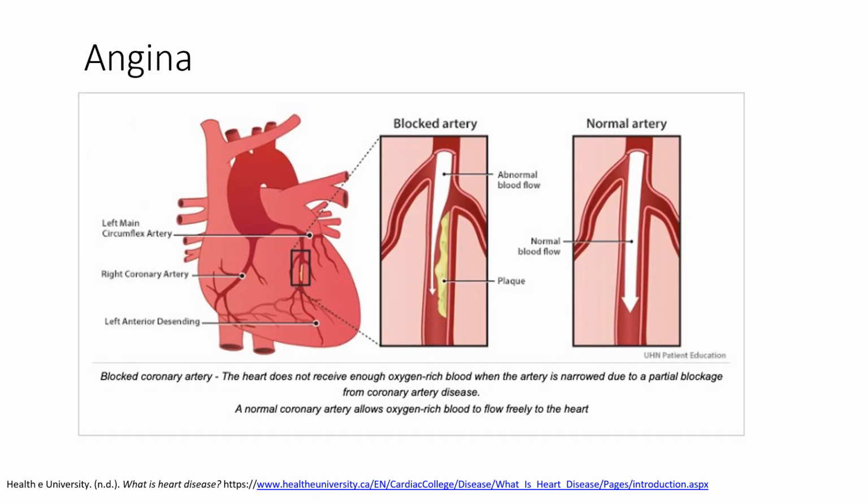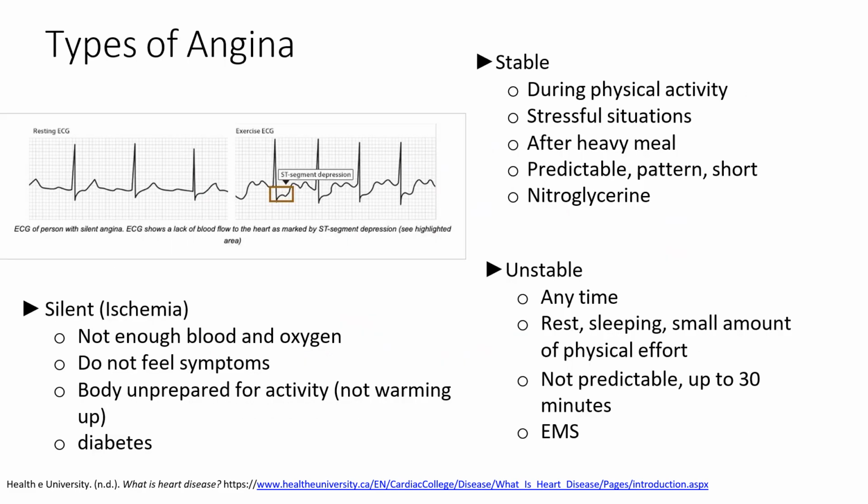And so angina will be one of the first telltale signs that there is a blockage in your artery. And so this is when there is a blocked coronary artery, so not a full blockage, so not a heart attack, but the heart does not receive enough oxygen-rich blood when that artery is narrowed because of that partial blockage. And so there are a few different types of angina, and as you can see, we're looking at the electrocardiogram again up there in that image.